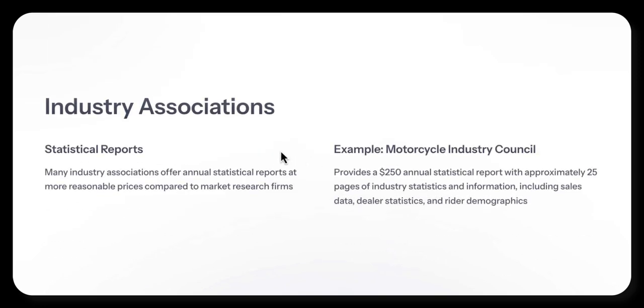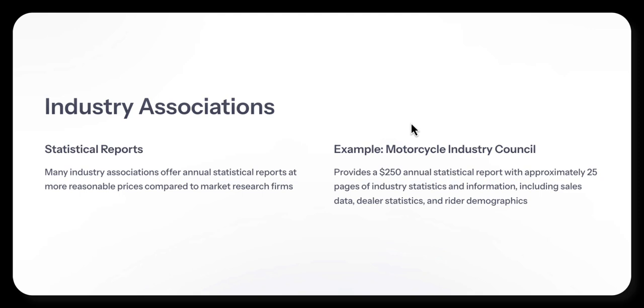There are industry associations. Almost every industry has its industry association. So for example, for the motorcycle dealers, there's a Motorcycle Industry Council. It's about $250 or so. It could be more, it could be less, and it provides an annual statistical report. A lot of industries have these reports.